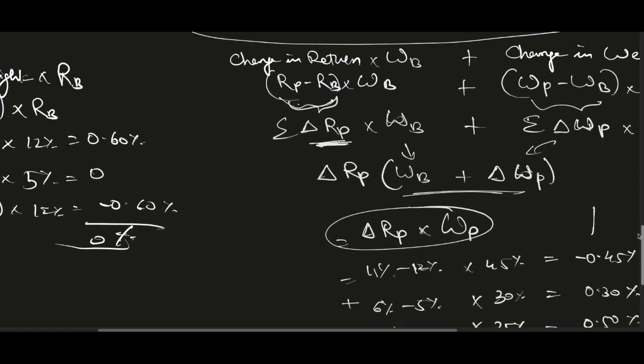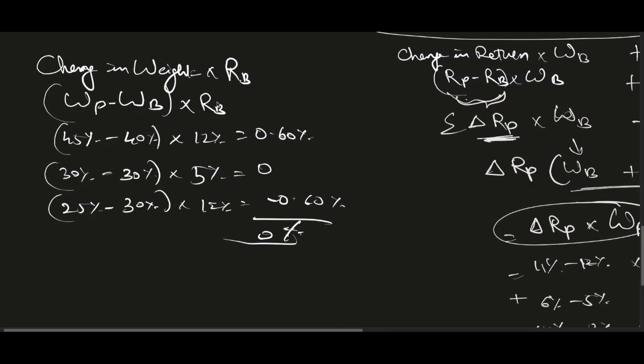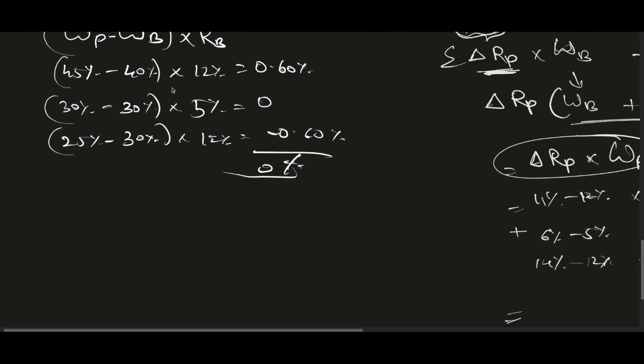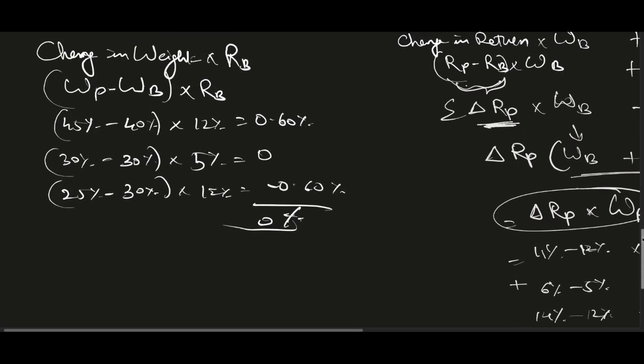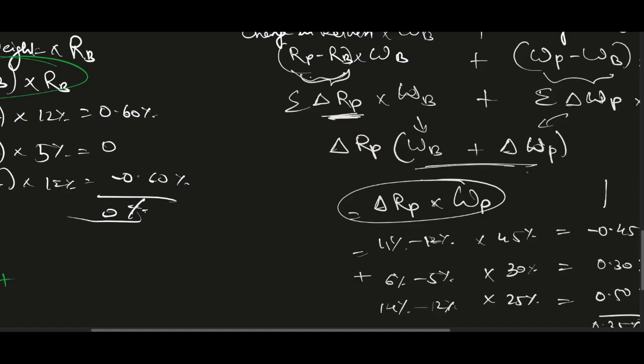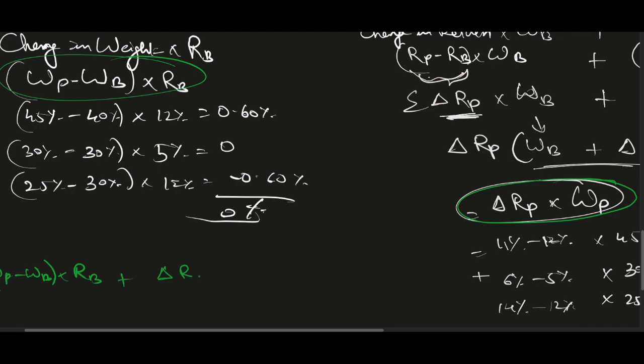So now if I finally give you the third version, this third version is weight of the portfolio minus weight of the benchmark into return of the benchmark, plus, that means this part and all this. Change in return of the portfolio into weight of the portfolio will give you 0.35 percentage.